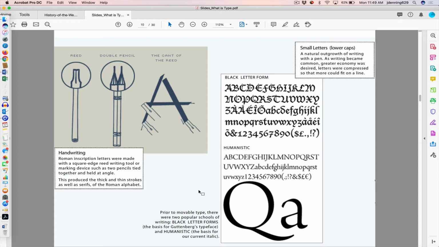And prior to movable type, there were 2 popular schools of writing. One was called blackletter, which we've talked about, and you can kind of see it here. The other was called humanistic. Blackletter forms were hard to read when you printed them on the printing press. They're much more intuitive for hand-drawn books. But humanist type is basically a much better version, and so that was what was eventually adopted for our printing presses.